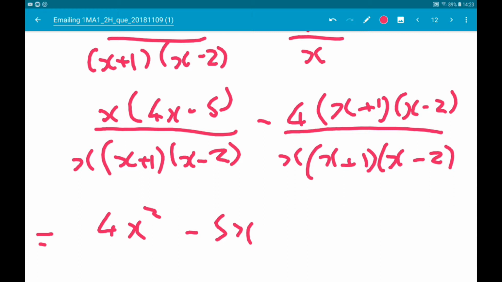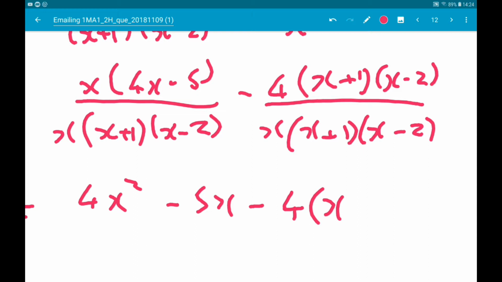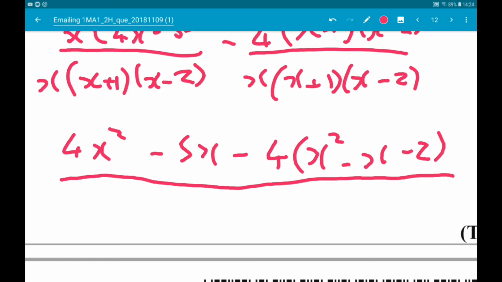Okay, now we're going to get minus 4 lots of, so let's expand those brackets. So x add 1 times x minus 2 is x squared minus x minus 2. And that is all over x times x add 1 times x minus 2.